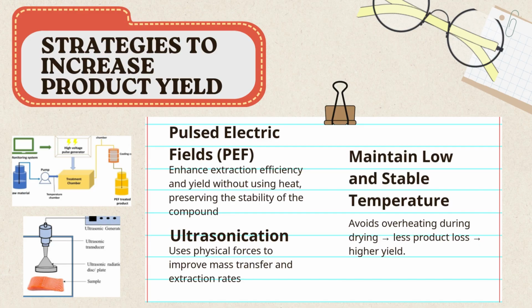Finally, maintaining a low and stable temperature. When temperature is kept under control, we can avoid overheating during processes like drying or extraction. This will reduce product loss and also preserve compound quality, which leads to a higher yield. A stable temperature environment will help to ensure that thermolabile compounds are not degraded.